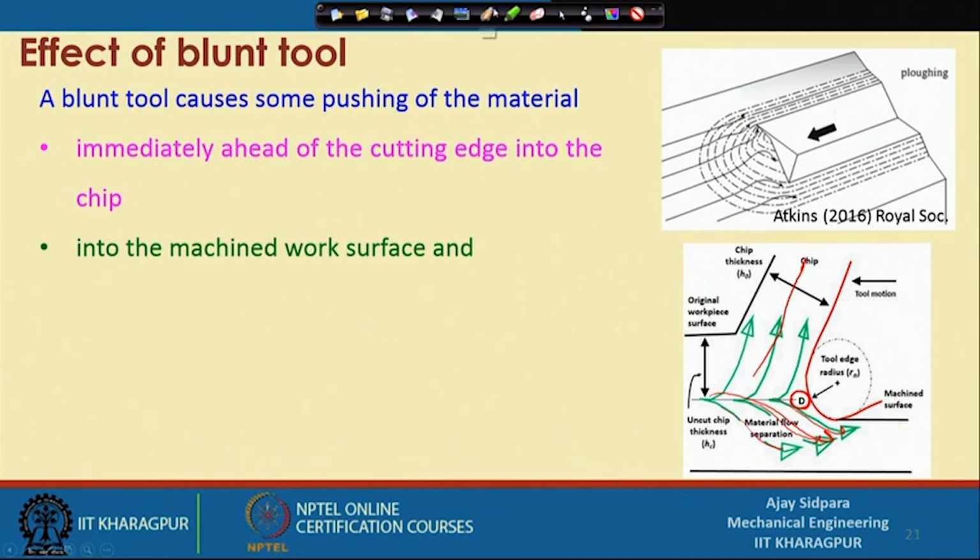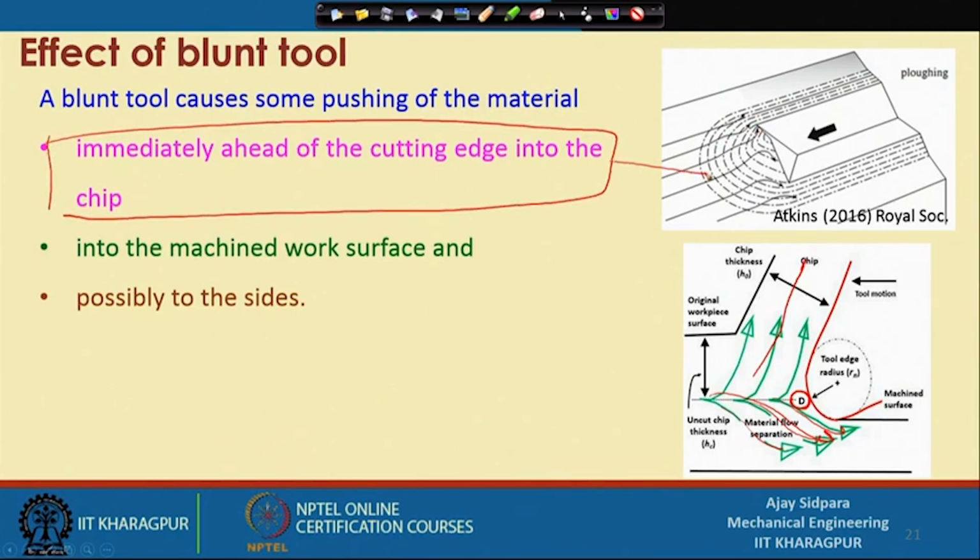So, these are the two things, and possibly to the sides also, that we have seen in this particular diagram. Now, you can see that this material, whatever we are looking at in this part, is at the front zone, and we know that our tool is moving in this direction. So, when the tool approaches in this direction, whatever material is present ahead of the tool will be considered as a chip also, because in the end this whole material will be scooped out by the tool. But part of this material again becomes the machine surface, and some of them will go to the sides also.